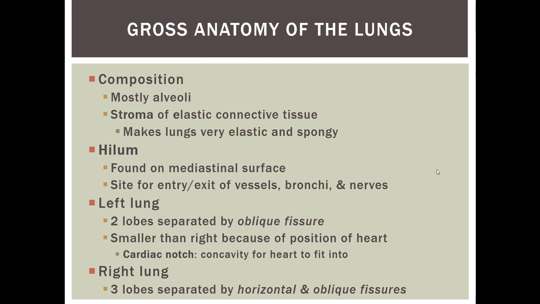The left lung has two lobes separated by an oblique fissure, so it has a superior lobe and an inferior lobe, with the oblique fissure in the middle, and it's a little bit smaller than the right lung because of the position of the heart. In fact, the left lung has a little notch in it called a cardiac notch, a little concavity for the apex of the heart to fit into. The right lung has three lobes, a superior, middle, and inferior lobe, separated by horizontal and oblique fissures.